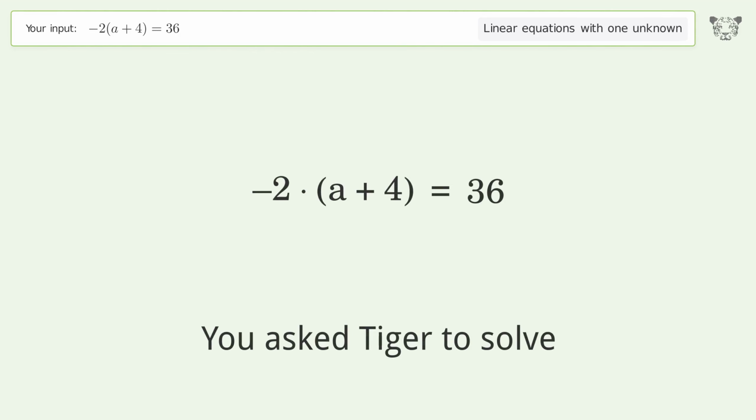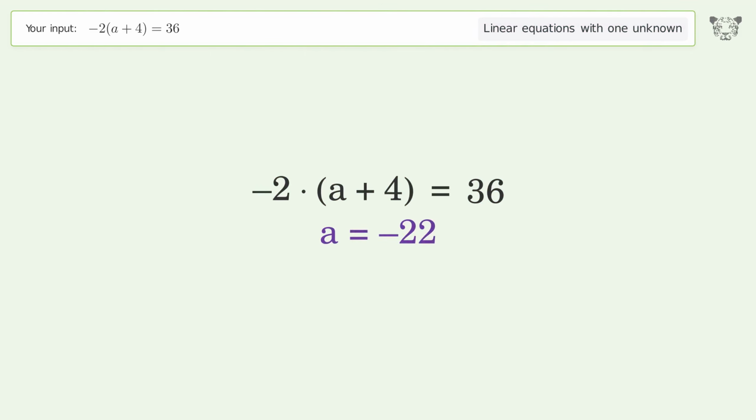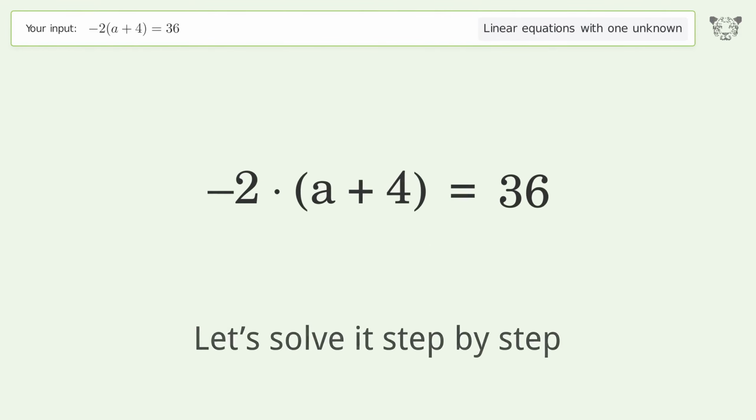You ask Tiger to solve. This deals with linear equations with one unknown. The final result is a equals -22. Let's solve it step by step.